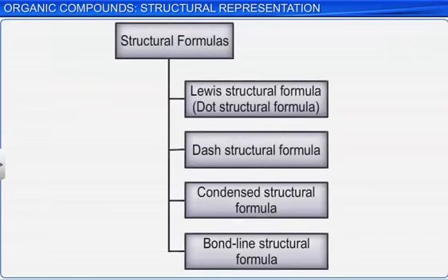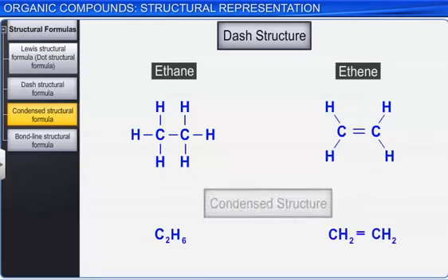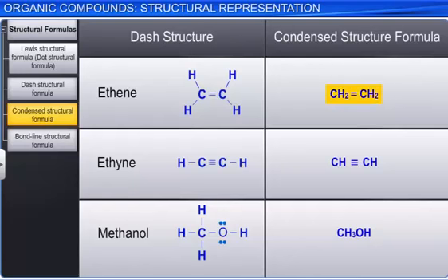Now, let's look at the condensed structural formula. In a condensed structural formula, some or all of the dashes that represent covalent bonds are omitted, and the number of identical groups attached to a carbon atom is represented by a subscript. Thus, a condensed structural formula is an abbreviated form of dash structure. The condensed formulas of ethene, ethyne, and methanol are represented as shown here.